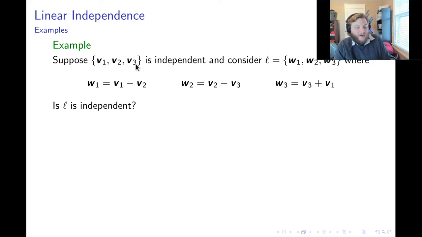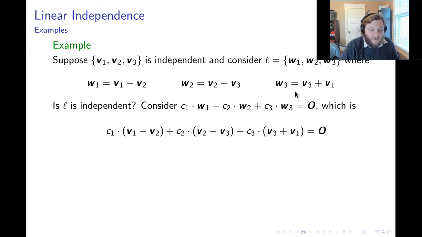So we started with an independent list, and now we're curious whether or not this new list of vectors is linearly independent. Well, how do we go about solving this problem? We always start with the same equation. We want to know whether or not w1, w2, w3 is linearly independent.